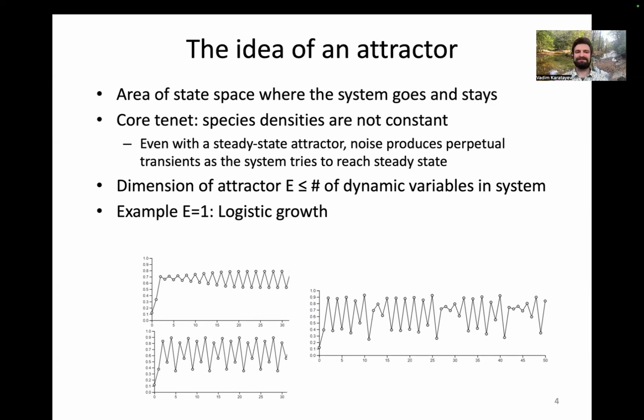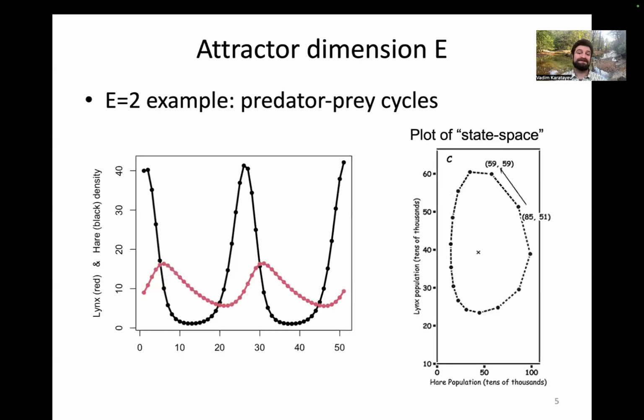kind of have this idea of attractors as a way to look at the patterns in ecosystem change, now we can think about what those attractors look like. So specifically their, for instance, dimension. Okay, one example is logistic growth. It's one-dimensional because there's only one species. Another example is predator-prey cycles. Now we have two species and the attractor is a circle.